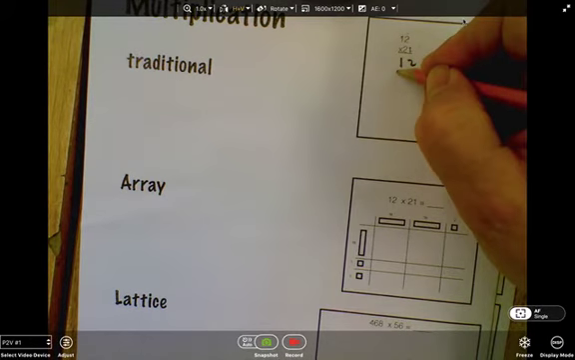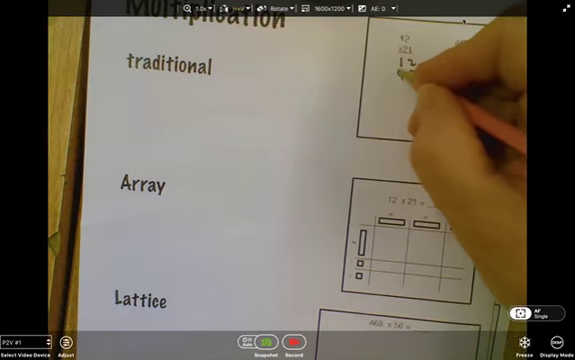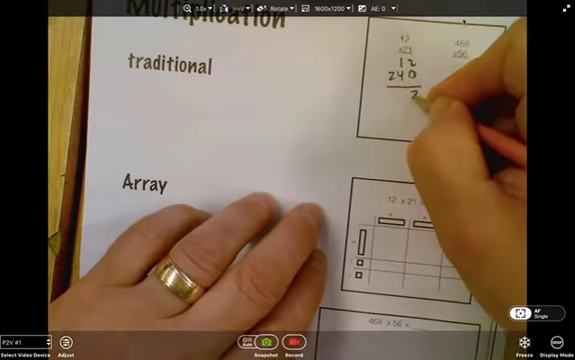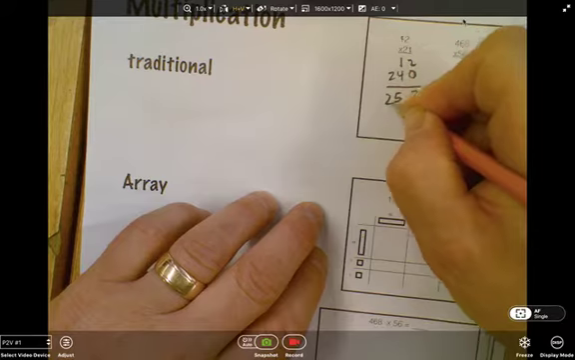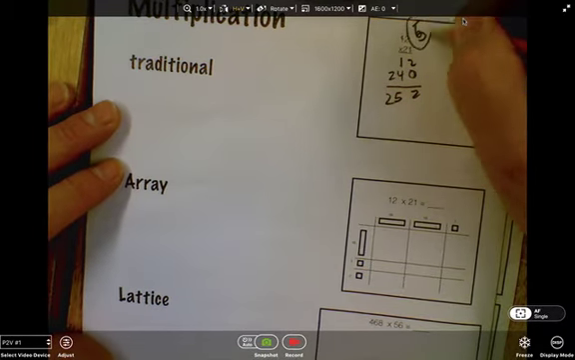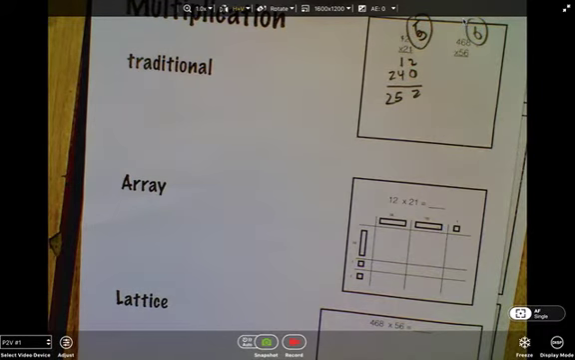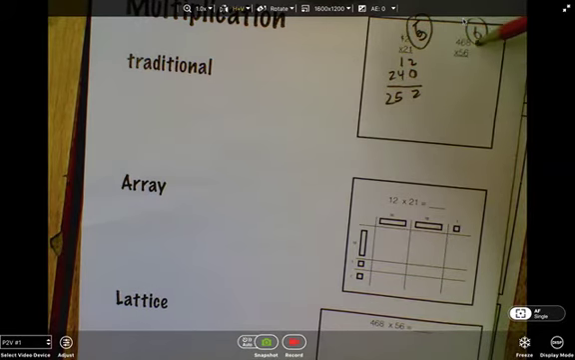2 times 2 is 4, and 2 times 1, of course, is 2. Then I add that up, 2, 5, 2. And that is the traditional multiplication. This is what a grade 5 question will look like. This is what a grade 6 question will look like. Typically, the grade 6 questions, instead of doing a 2 by 2, maybe they'll do 2 by 3 or 2 by 4 in terms of the multiplication.